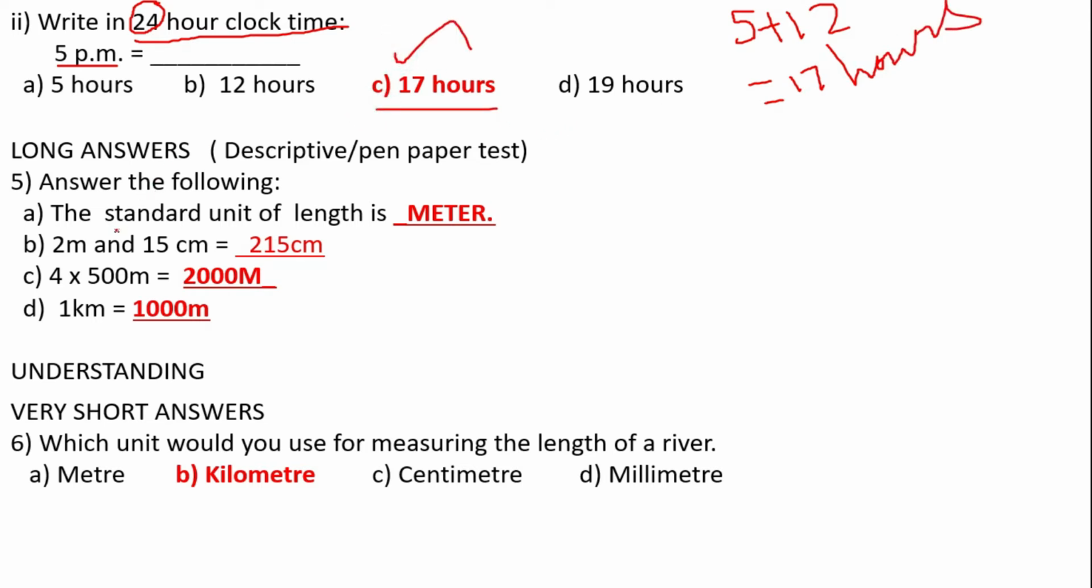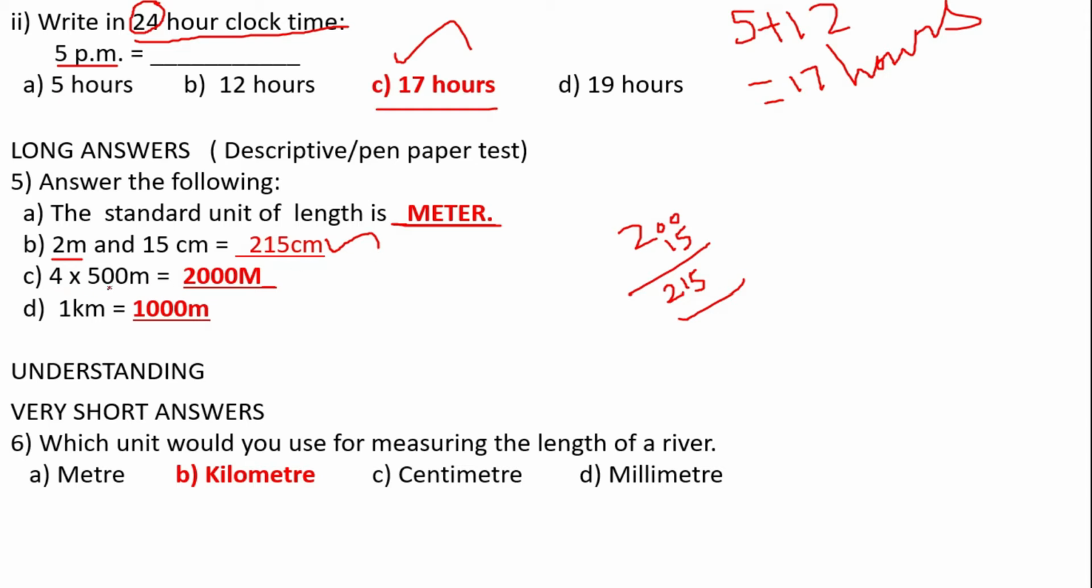Answer the following. The standard unit of length is meter. Okay. 2 meter and 15 centimeter. 2 meter, 200 centimeter. And 15 centimeter you can add. So 215 centimeter. We know that 1 meter, 100 centimeter. So the answer is 215 centimeter.